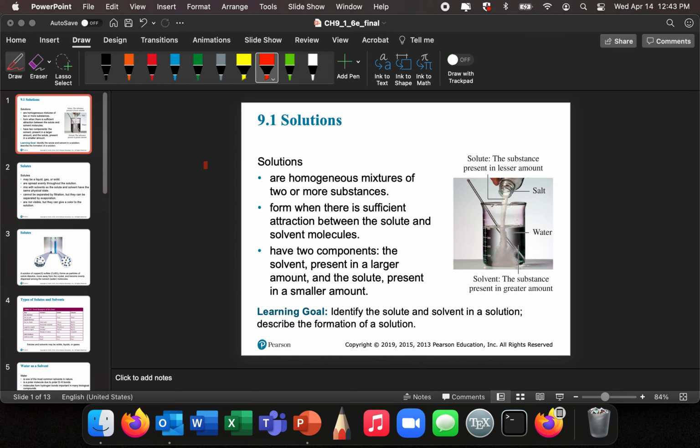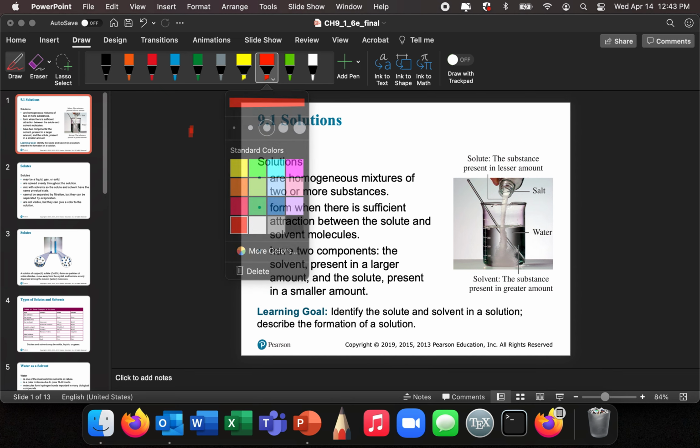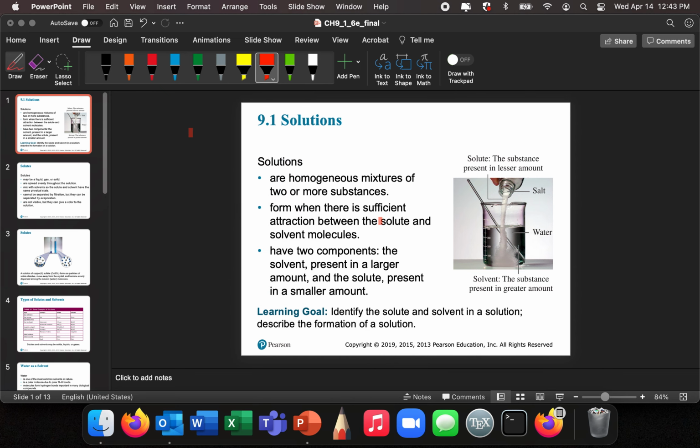Okay, so now we're getting to chapter 9, and we are going to talk about solutions. So the first thing we're going to do in this section is define solutions, and look carefully at some important aspects of solutions, namely solutes and solvents.